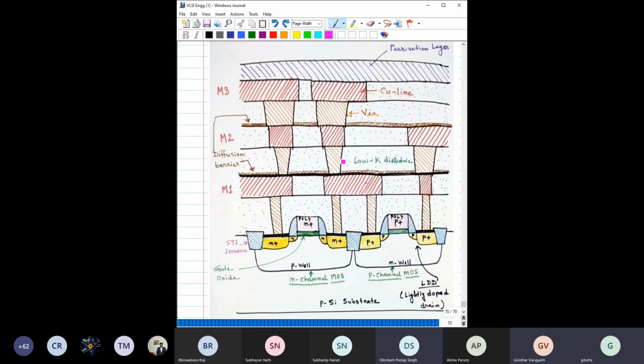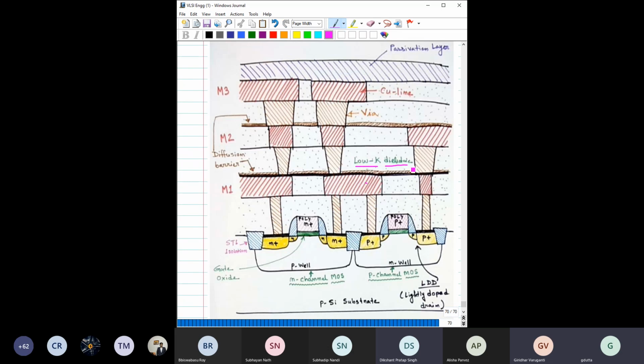And to reduce the capacitance between these interconnects, you have to use a low K dielectric, because you know capacitance is epsilon A by the separation, right? So you can reduce the capacitance by reducing A or by increasing the separation, or at the same time by also reducing the epsilon. So here you use a material whose epsilon or dielectric constant is lower. That type of material is called a low K dielectric.